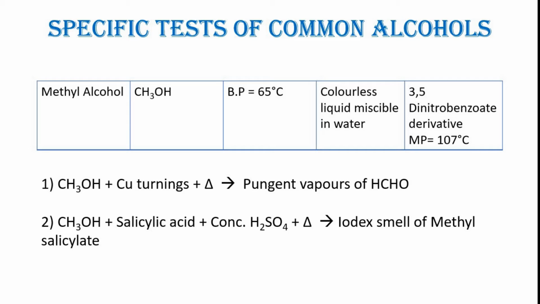Second test. Take methyl alcohol in a dry test tube and add approximately 0.1 gram of salicylic acid and a few drops of concentrated sulfuric acid. Heat the mixture gently. A characteristic smell of methyl salicylate, smelling like Iodex, is produced.